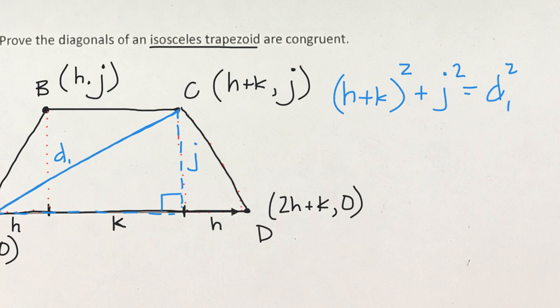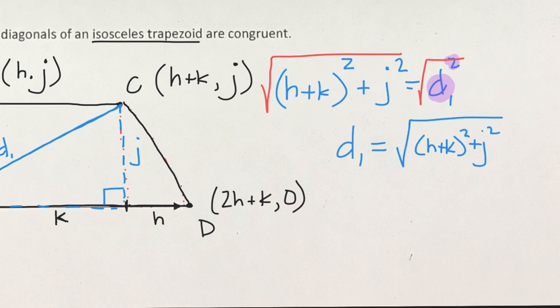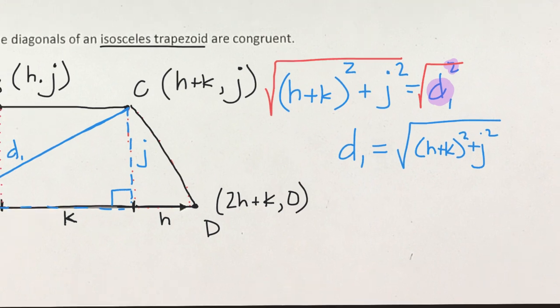So if I wanted to solve this equation for d sub 1, how do I get rid of this square? I take the square root. If you're squaring something, to undo a square, you take its square root. So d1 is the square root of h plus k squared plus j squared. And that's your equation, right? That's done. That is what the Pythagorean theorem says. That's as nice as you need to have it. So there's one diagonal length.